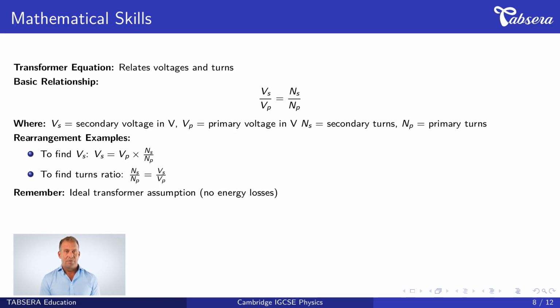For rearrangement, to find secondary voltage, multiply primary voltage by the turns ratio. To find turns ratio, divide secondary voltage by primary voltage. Remember, this assumes an ideal transformer with no energy losses, which is approximately true for well-designed transformers.